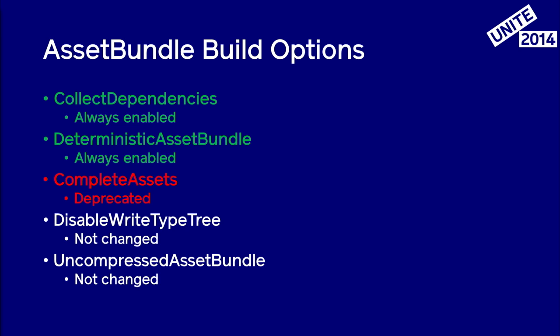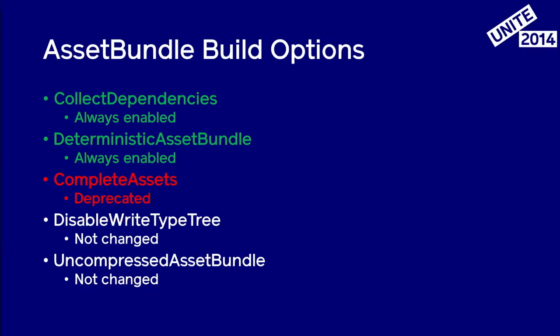AssetBundle build options. In the new AssetBundle build system, the usage of some build options changed. For the first one, CollectDependencies, now we always enable it as we want Unity to handle the dependencies. The second one, DeterministicAssetBundle, is also always enabled as we want incremental builds. I just got one question from a customer: will this impact performance? Actually, it only impacts the computing at build time a little, but not at runtime. So I think it's okay to use it, as we always enable it in 5.0.